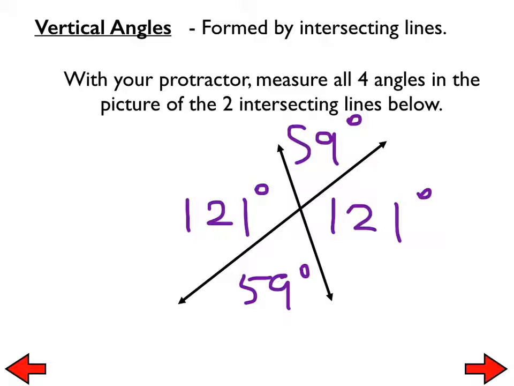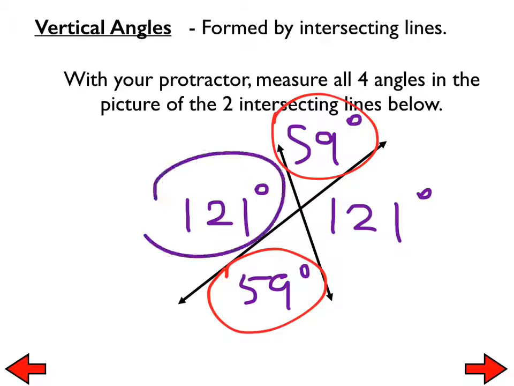Do you see any pattern going on in this picture? Raise your hand if you see a pattern. Yes, it's obvious. Go ahead and tell your neighbor what that pattern is. Ready? Share. The pattern here is that this angle is the same exact measurement as this one, and this one is the same exact measurement as this one.